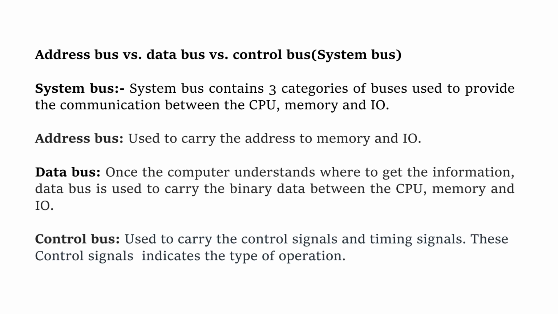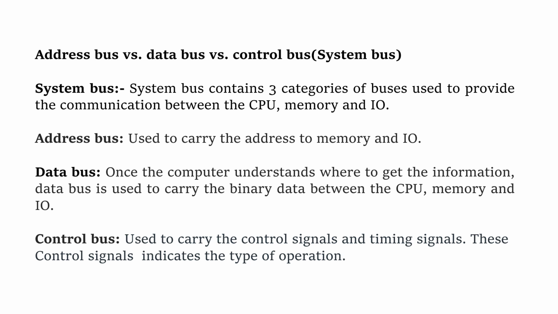Now we can see the types of buses under the category of internal bus or the system bus. This system bus contains three categories of buses to provide the communication between CPU, memory and the I/O. This system bus has three categories, that is the address bus, data bus and control bus. The address bus is used to carry the address to the memory and I/O.